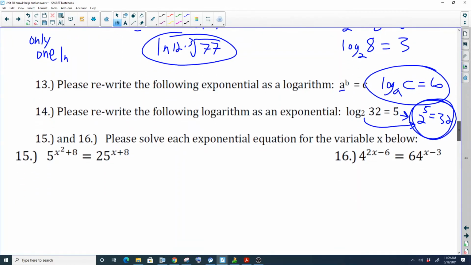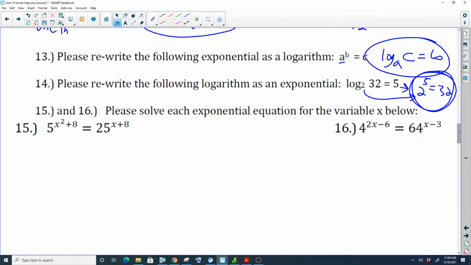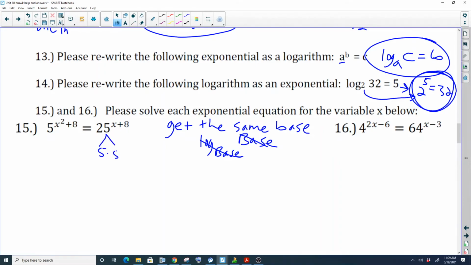Now 15 and 16 are trickier. Basically you have to get the same base, and then you can log both sides with the base, and that cancels the base. But first, let's get the same base. 25 is not the same as 5, but 5 times 5 is 25, which is 5 squared. So we're going to change 25 into 5 squared.